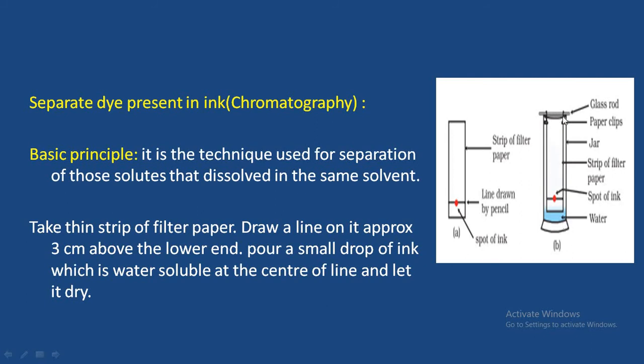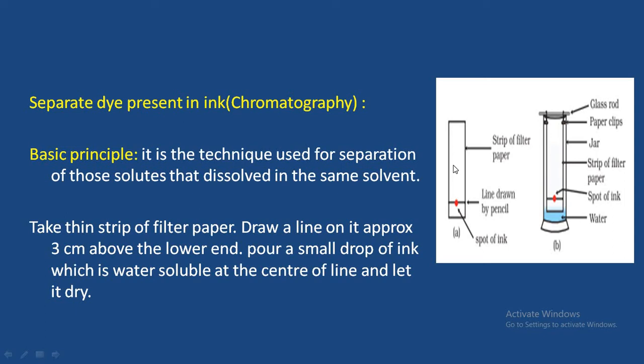Now check the figure. Here is the glass rod and a paper clip, which will be used to hold this paper. There is a jar which contains water. This strip of paper which contains the spot of ink is put inside the jar in such a way that the spot of ink does not touch the water, it is slightly above the water, and this paper is filter paper.